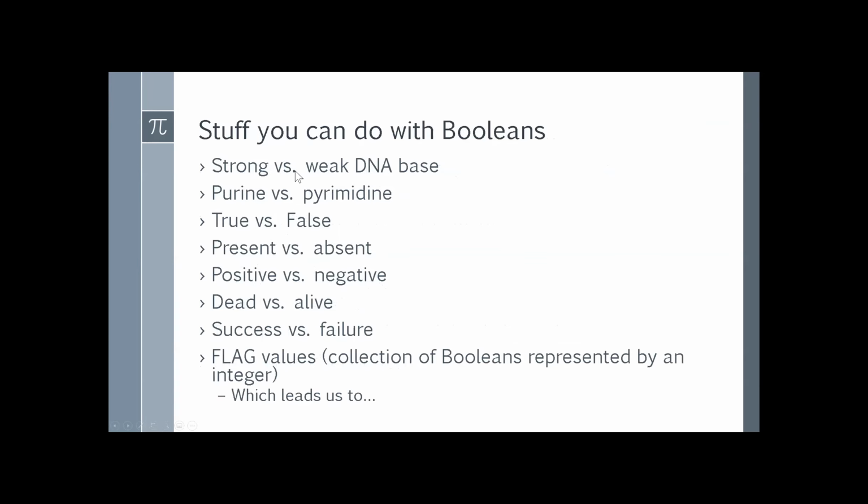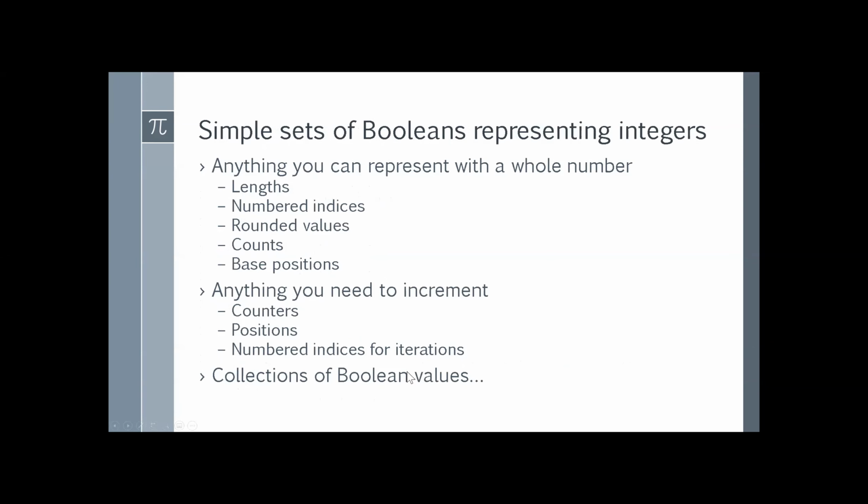You can classify things into strong versus weak bases, classify purines versus pyrimidines, true versus false, a whole bunch of these other options. You can string them together, and if you've seen what a FASTQ file looks like, or actually not a FASTQ file, but a SAM file, the SAM file has something called flag values, and these flag values are represented by an integer, but what they really represent is a collection of true-false values describing a sequence alignment. And you'll learn at length how to deal with those in a bit. So simple sets of Booleans can represent integers.